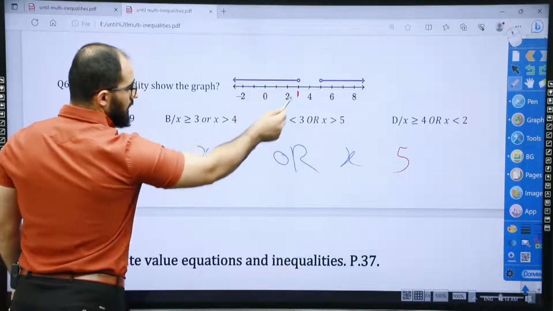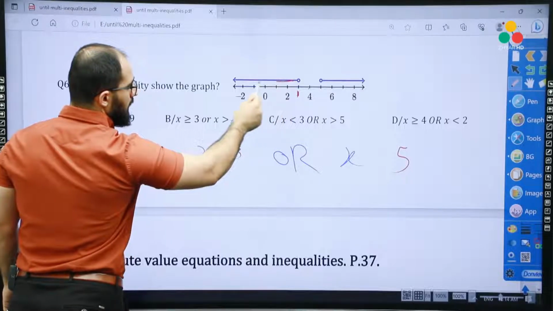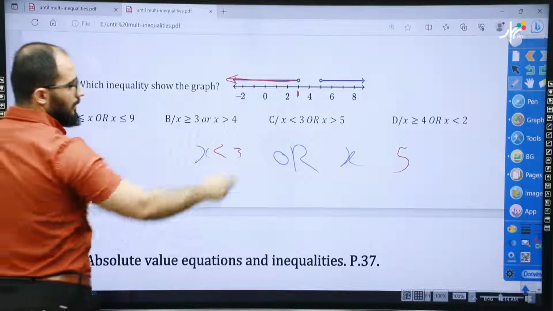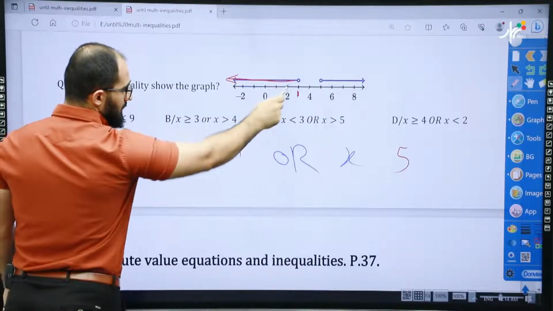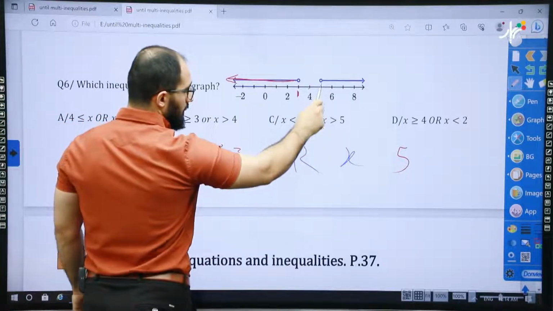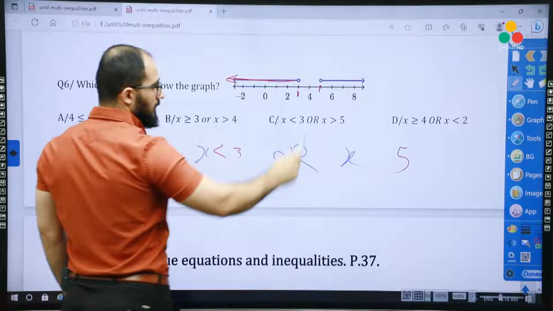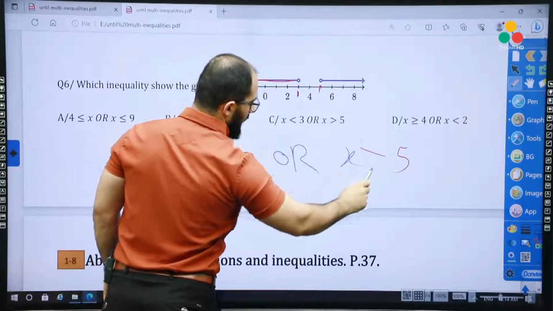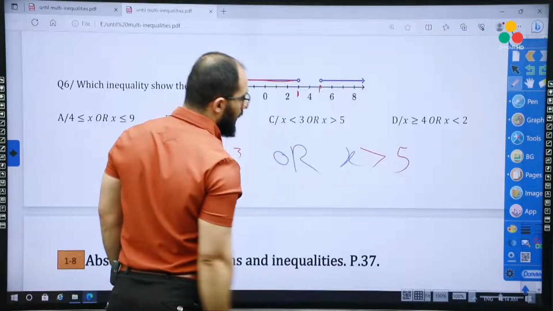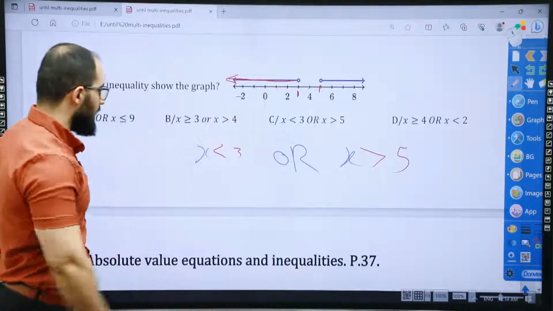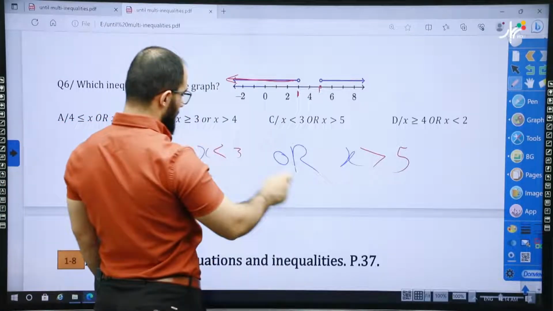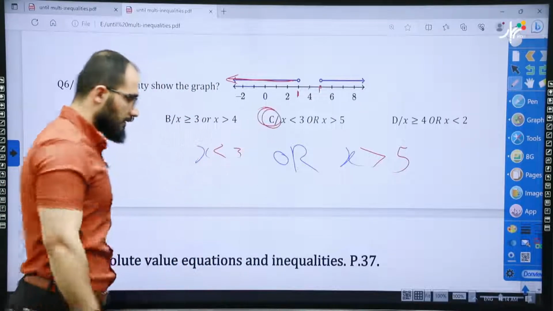For the first one, we can see that it goes to the left side. That's why we should write less than. Do you have equal? No, because it's not filled. The second one, the 5, because it goes to the right side, it means x is greater than 5, and also we don't have equal here. So the solution is x less than 3 or x greater than 5. It means the answer is C.